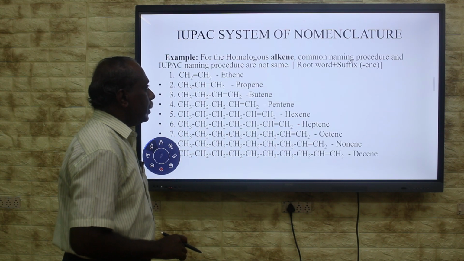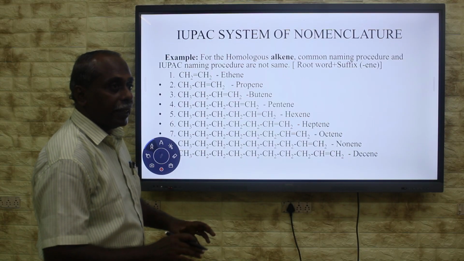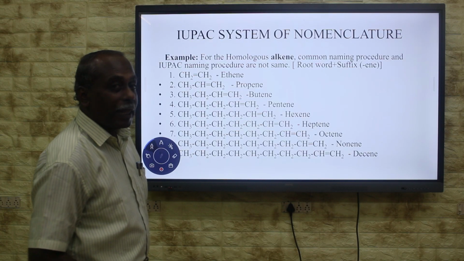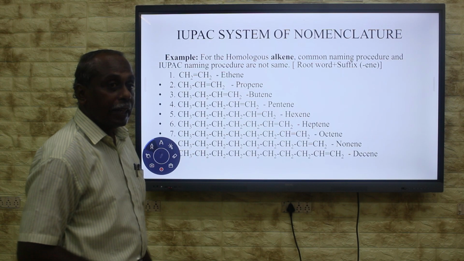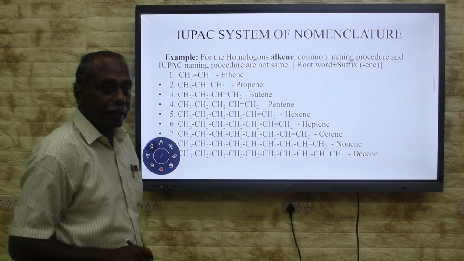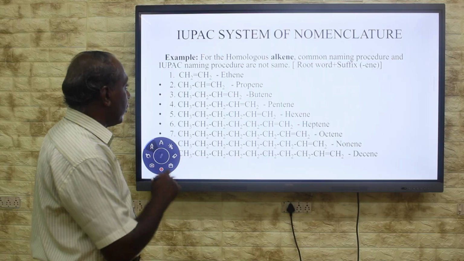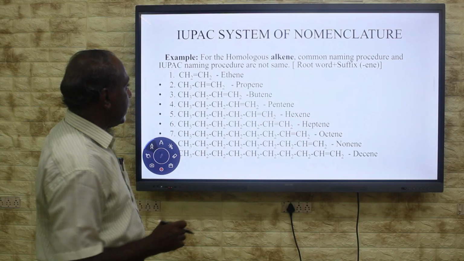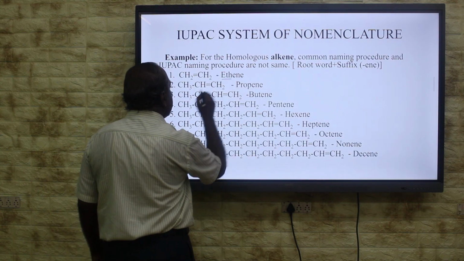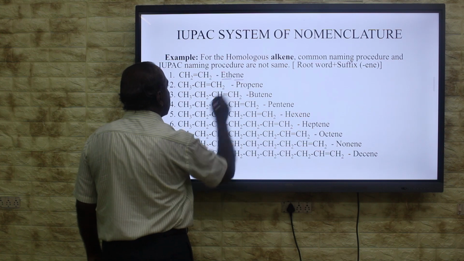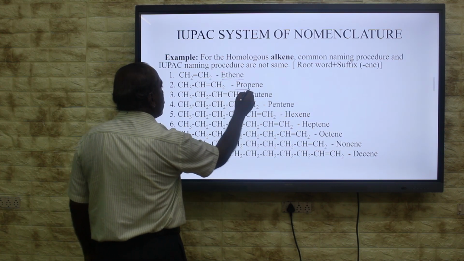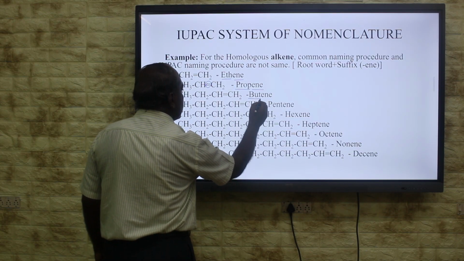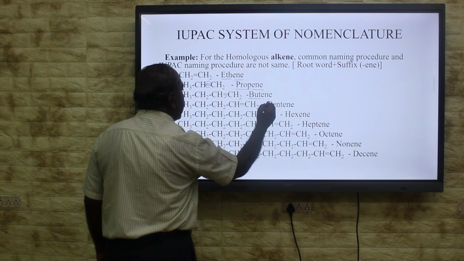For alkenes, the common naming procedure and the IUPAC procedure are not the same. Here, root word plus ENE is added. In the common naming procedure, ylene is added. Here, ENE is added for IUPAC nomenclature. In a similar manner, you can give the IUPAC name. 2 carbons is indicated as eth, then the double bond is indicated as ENE. 3 carbons is prop, then the double bond is indicated by ENE. 4 carbons is indicated as but, then the double bond is indicated as ENE.